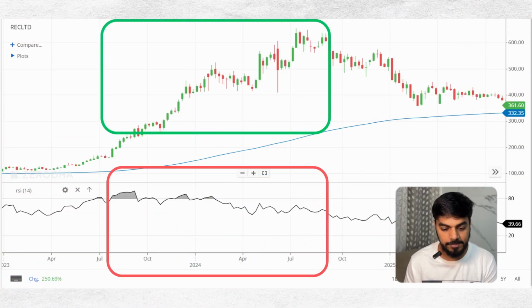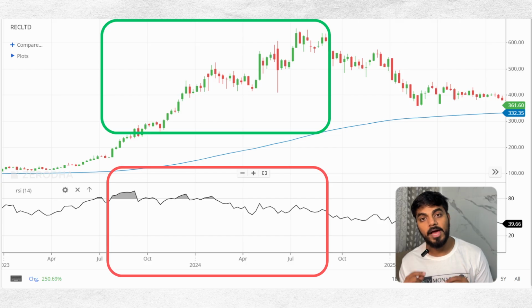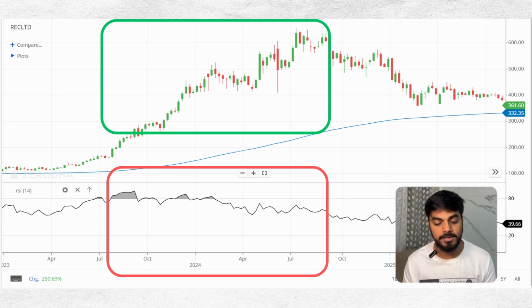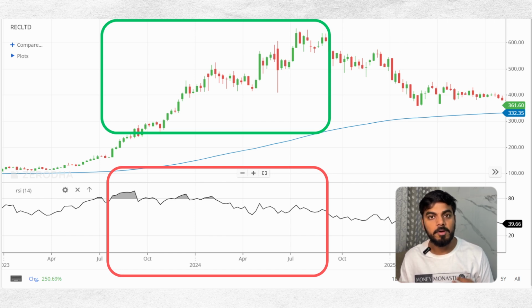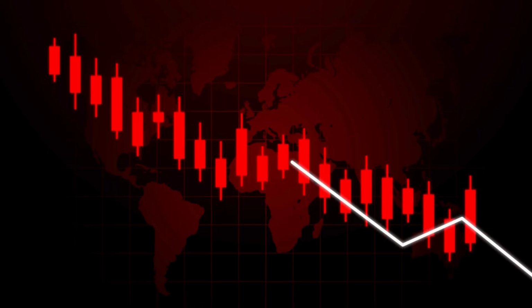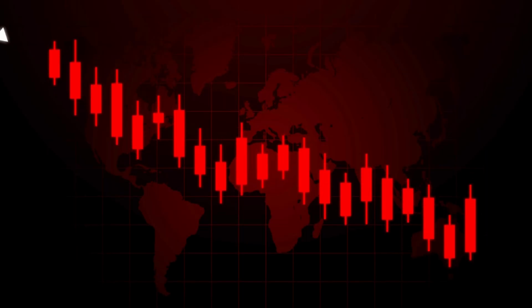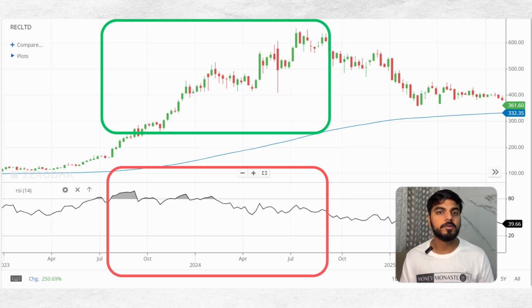If you see REC Limited, here the price is in an upward motion. From July onwards, we see the price is moving up. But at the same time, if you see the RSI, that is making lower lows. So the price is making higher highs and the RSI is making lower lows. What does that signify? It signifies that the price is moving up, but the momentum has started losing. So basically, the price is just going up because of a small set of buyers. So it's just a matter of time before it starts plummeting. The price cannot permanently keep on growing because the momentum is no longer present.